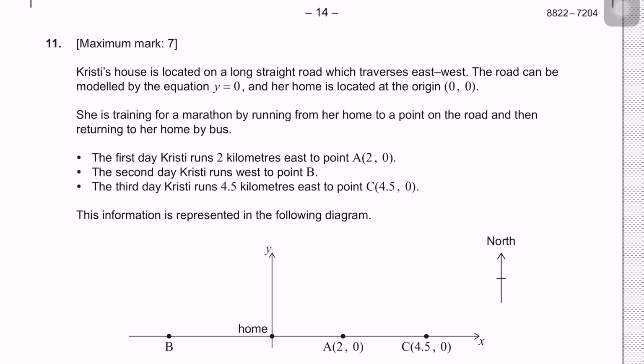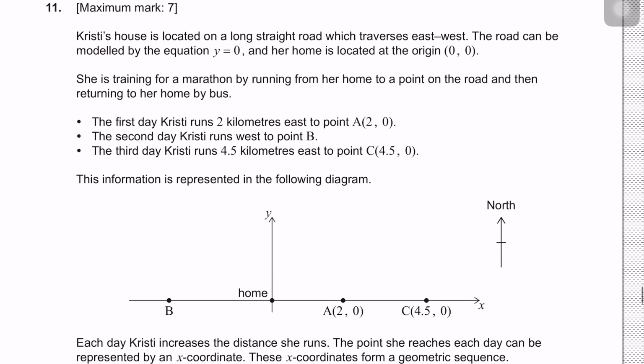Question 11. Christie's house is located on a long straight road which traverses east-west. The road can be modeled by the equation y equals 0, and her home is located at the origin 0, 0. She is training for a marathon by running from her home to a point on the road and then returning to her home by bus. The first day, Christie runs 2 kilometers east to point A, 2, 0. The second day, Christie runs west to point B. The third day, Christie runs 4.5 kilometers east to point C, 4.5, 0.